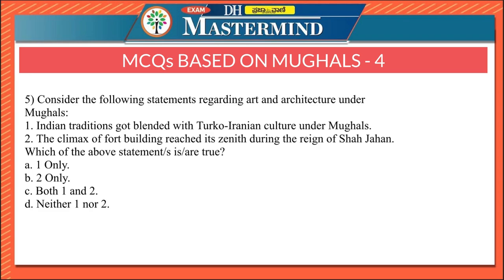Indian traditions got blended with Turco-Iranian culture under Mughals. The climax of fort building reached its zenith during the reign of Shah Jahan. Again, both the statements are correct here. Therefore, the right option is option C, both 1 and 2. The Mughal period witnessed a significant and widespread development in cultural activity. It was manifested in the sphere of art and architecture, painting, music, literature. Indian traditions were blended with Turco-Iranian culture, which was brought to India by the Mughals. Therefore, statement A is correct.